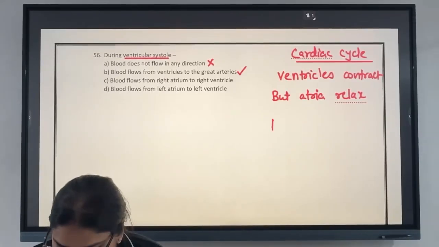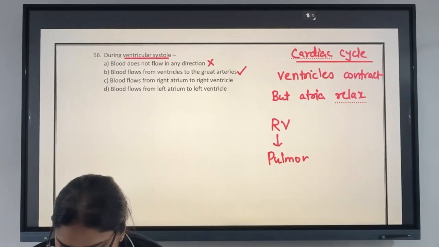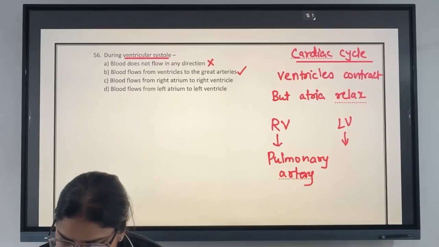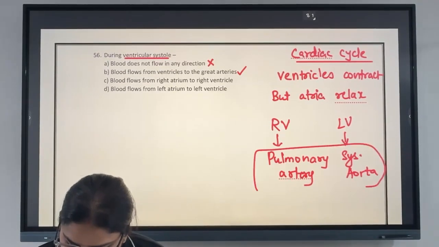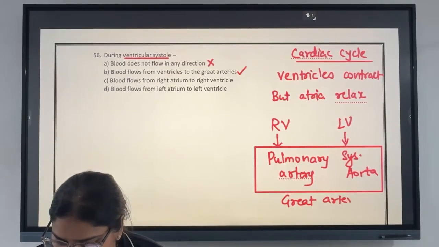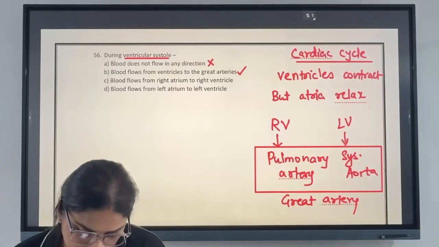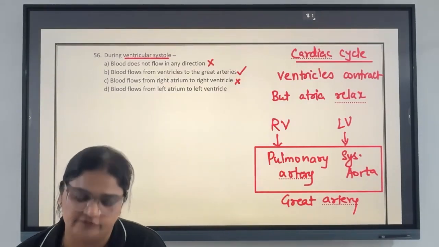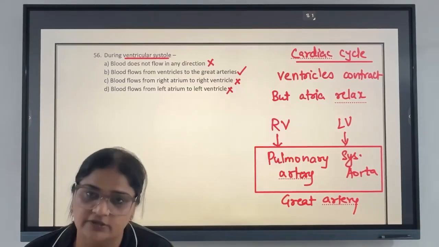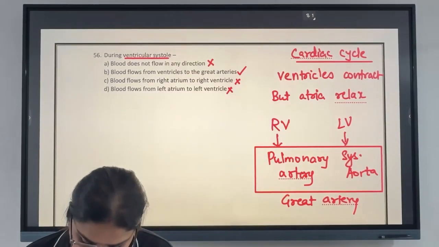By great arteries, you mean the right ventricle will send blood to the pulmonary artery, and the left ventricle will send its blood to the systemic aorta. And both of these are collectively called the great arteries. Great arteries, by that you mean big size arteries close to the heart. Blood flows from right atrium to right ventricle. Wrong, because the ventricle is contracting, it will not receive blood. Blood flows from left atrium to left ventricle. Again wrong, because the ventricle is contracting, it doesn't receive blood. So the answer is option B.